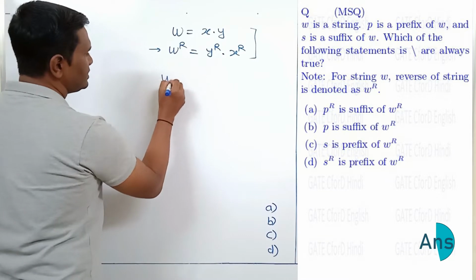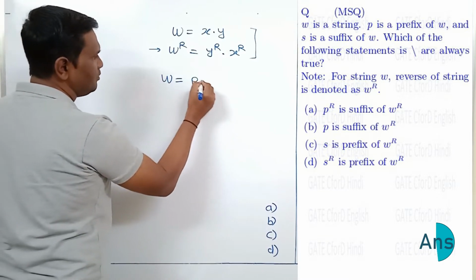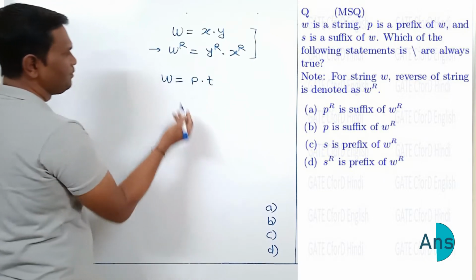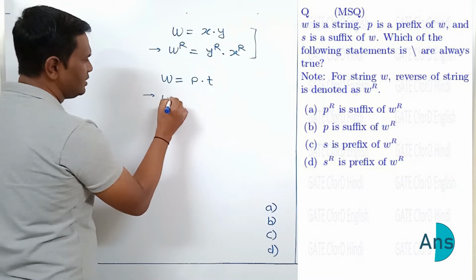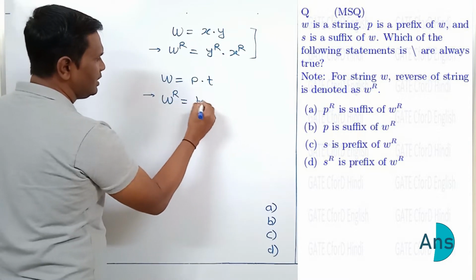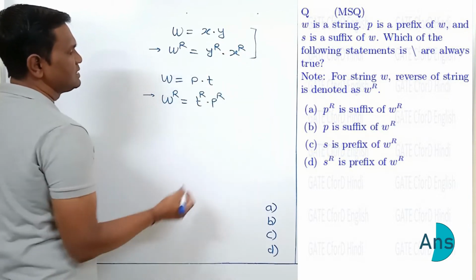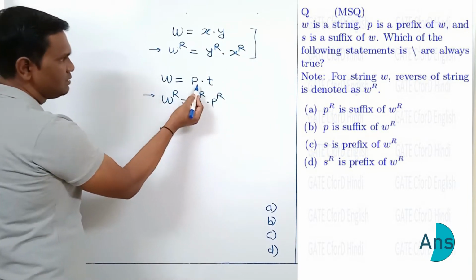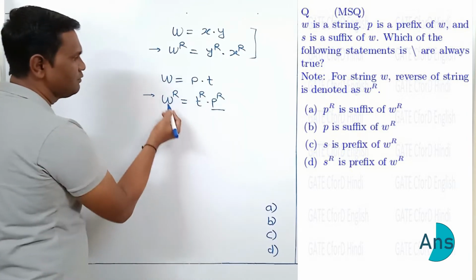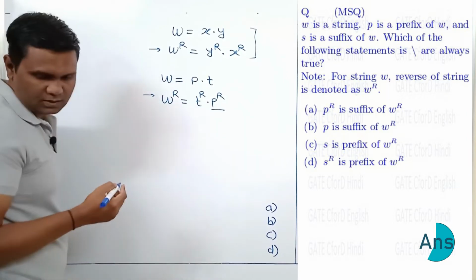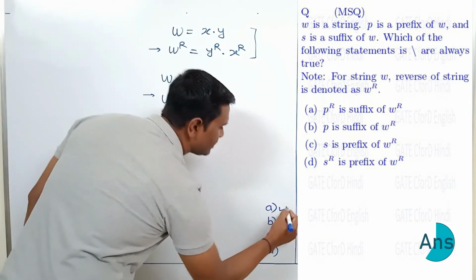Now if P is a prefix of a string W, then we can write W as P dot T. P is a prefix of W. Now in this case, WR will be TR dot PR using this result. So if P is a prefix of W, then PR will be a suffix of WR. So that is our result A. So option A is always correct.